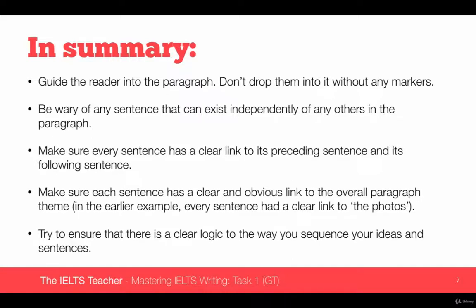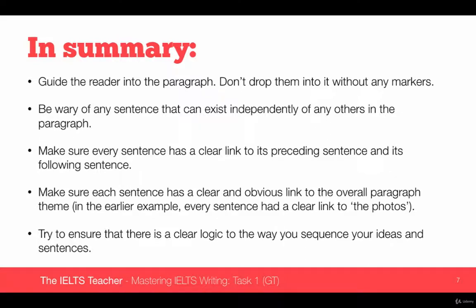Be wary, be cautious of any sentence that can exist independently of any others in the paragraph. You want to make sure that after the first sentence, every sentence that follows needs a previous sentence to make sense. It needs to be dependent. It needs to have that previous sentence for context. Make sure every sentence has a clear link to its preceding sentence and its following sentence. So there needs to be a link not only with that earlier sentence that came before, but also the one that comes after as well. So there's a nice chain of reasoning.